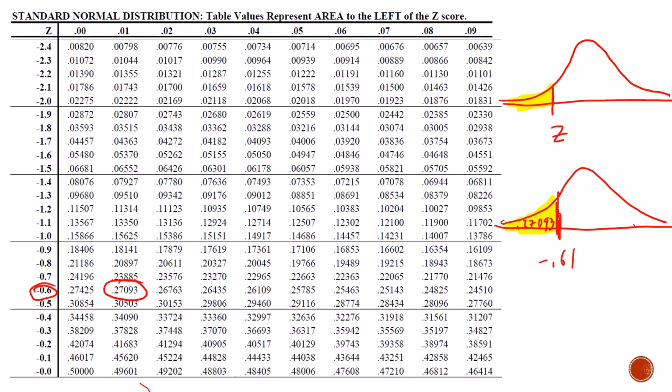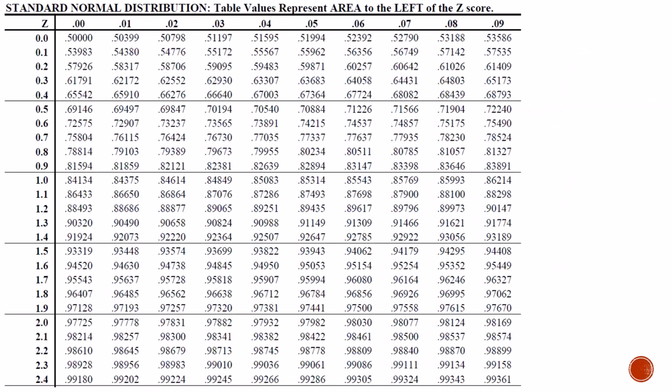On this side, you read it the same way. It's just numbers that are on the other side. So here you're always finding the area that's to the right of some positive z value.